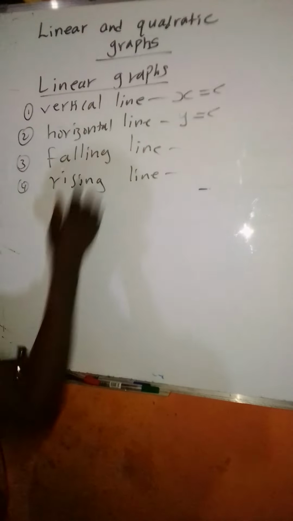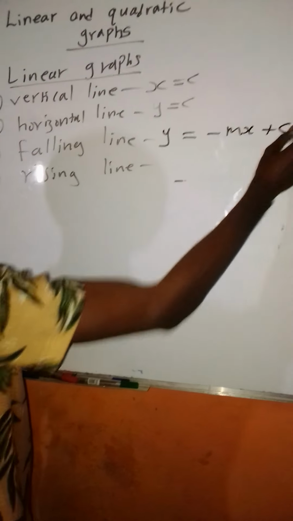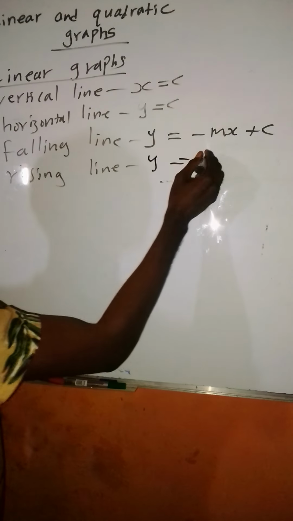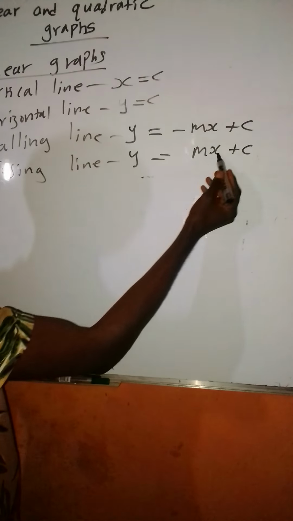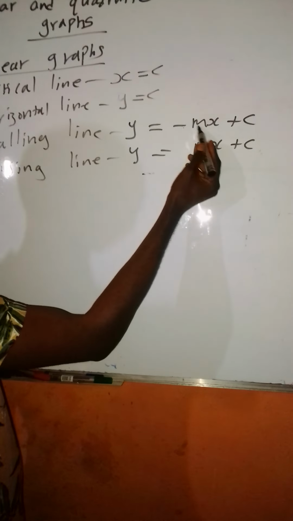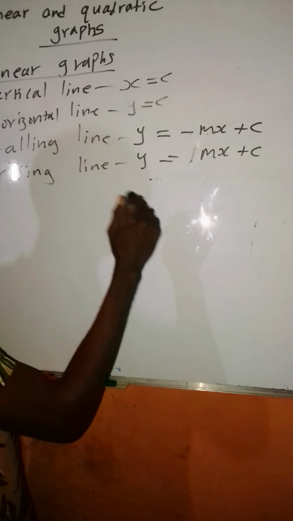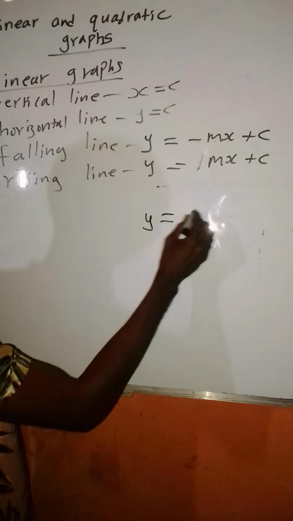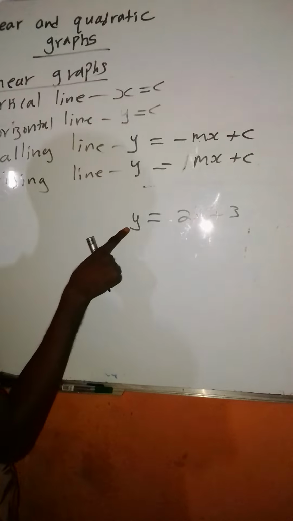So if we consider again the other types of lines, after considering the vertical line and the horizontal line, we come again to the falling line. The falling line, we have it to be y equals negative mx plus c. And the rising line is the same, but its gradient is positive. The rising line is given as y equals mx plus c. What differentiates it is the falling line has a negative gradient, and that of the rising line has a positive gradient. For instance, when you are given an equation 2x plus 3, since the coefficient of x is positive, therefore this line is rising.